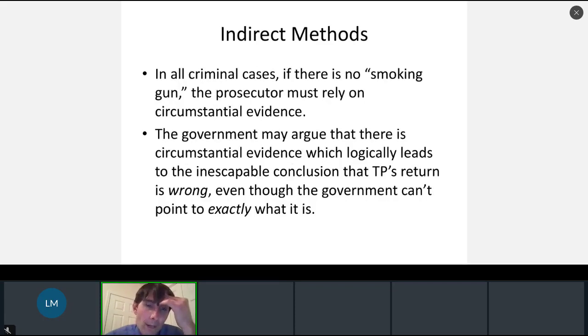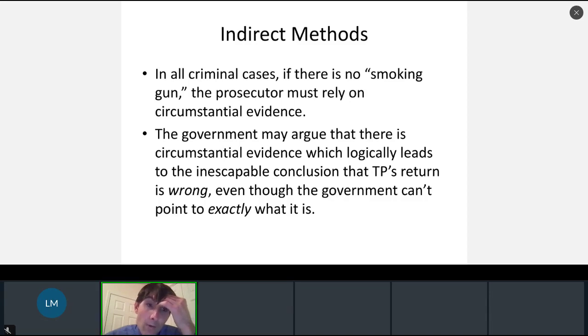Let's talk about indirect methods. In all criminal cases, if there is no smoking gun, the prosecutor has to rely on circumstantial evidence. And so what is circumstantial evidence in indirect methods? Well, the government may argue that there is circumstantial evidence which logically leads to the inescapable conclusion that the taxpayer's return is wrong, even though the government can't point to exactly what it is. So you can see that there is an inherent contradiction here. And if you're sensing that this doesn't really pass the smell test, well, guess what?